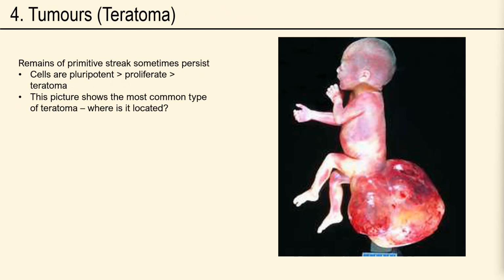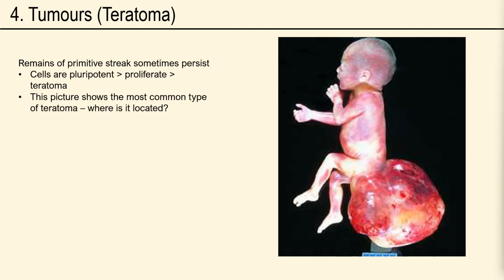Sometimes the remnants of the primitive streak persist in the sacrococcygeal region. These clusters of pluripotent cells proliferate and form tumours known as sacrococcygeal teratomas, which commonly contain tissues derived from all three germ layers. This is the most common tumour in newborns, occurring with a frequency of about 1 in 37,000. Teratomas may also arise from primordial germ cells that fail to migrate to the gonadal ridge, and we looked at this during lecture 1.